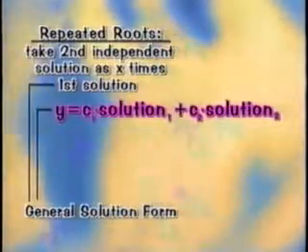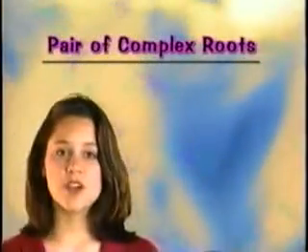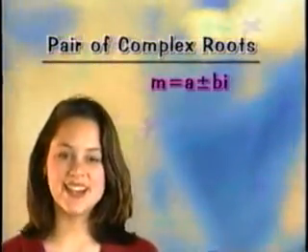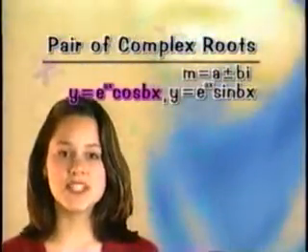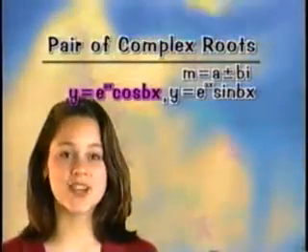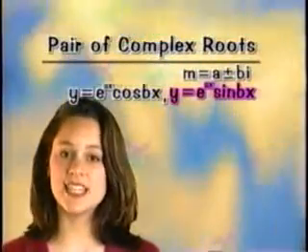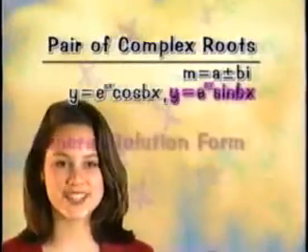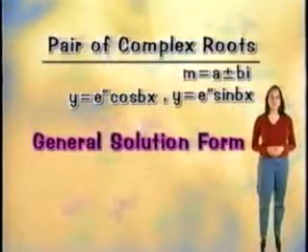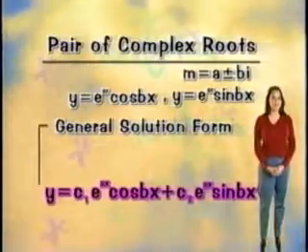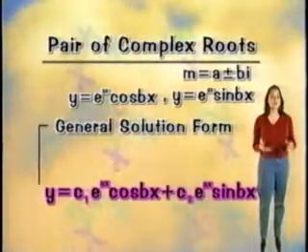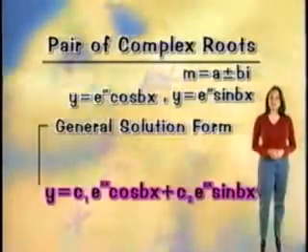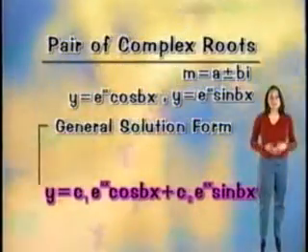If the equation has a pair of complex roots of the form m equals a plus or minus bi, then we use the form y equals e to the ax times the cosine of bx and y equals e to the ax times the sine of bx as the linearly independent solutions. The general solution then takes the form y equals c1 times e to the ax times the cosine of bx plus c2 times e to the ax times the sine of bx. And that's what you need to know.